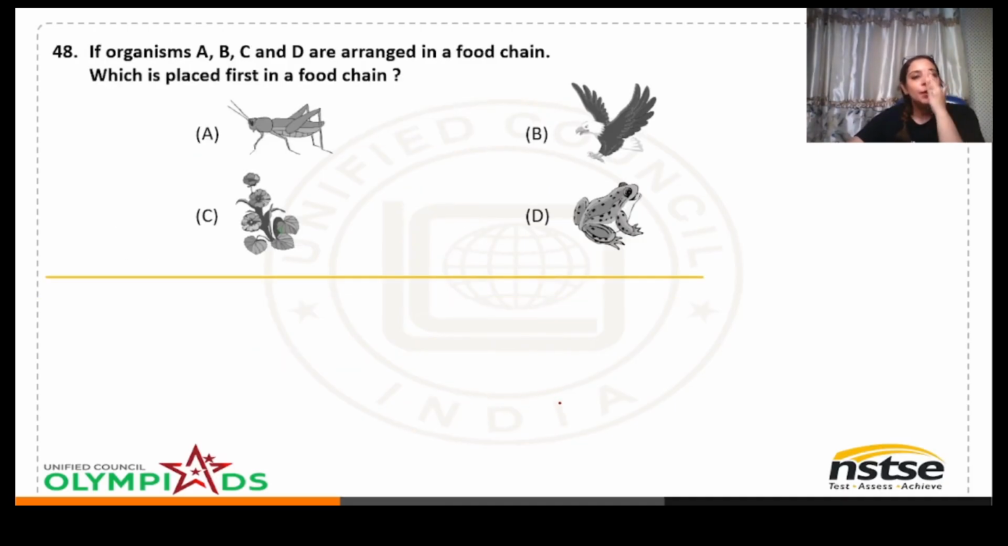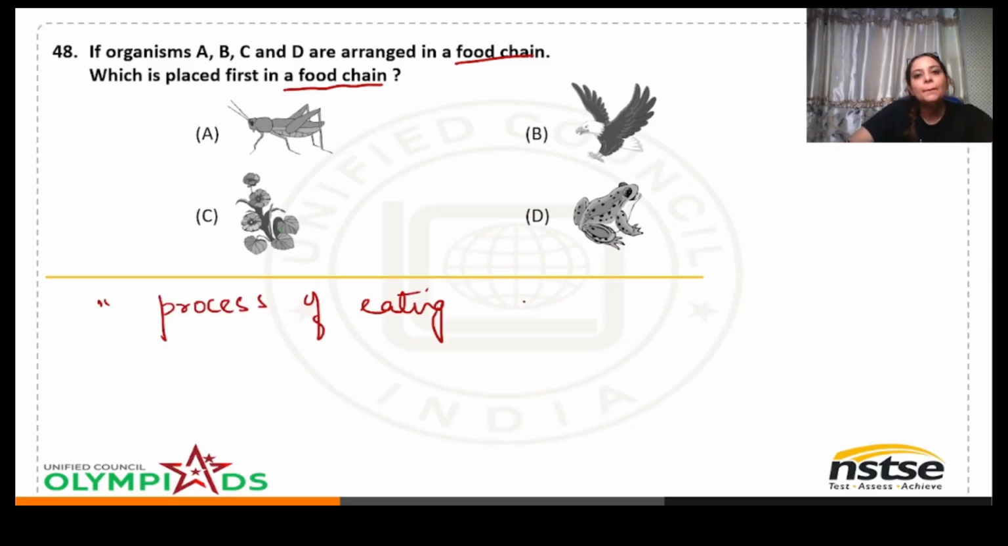Next question. If organisms A, B, C and D are arranged in a food chain, which is placed first in a food chain? Now you must be thinking about food chain. Let me tell you, what is food chain? It is a process of eating and being eaten. It is a process where an organism feeds itself on another organism, and also it is being eaten by some other organism. So a food chain is the process of eating some other animal, and you are also being eaten by someone. This is what a food chain is.